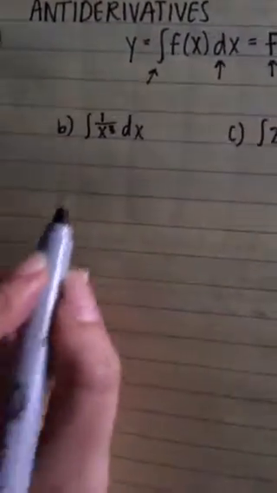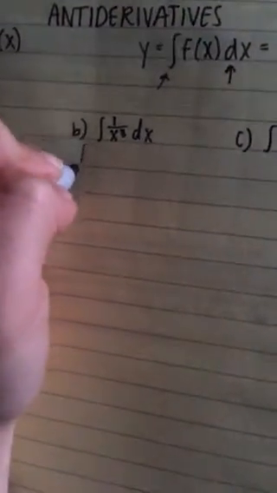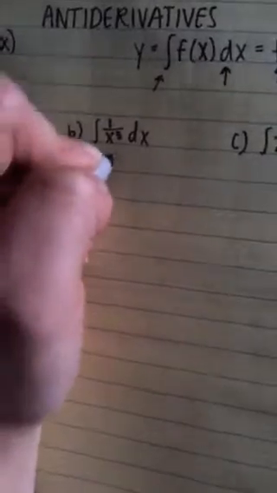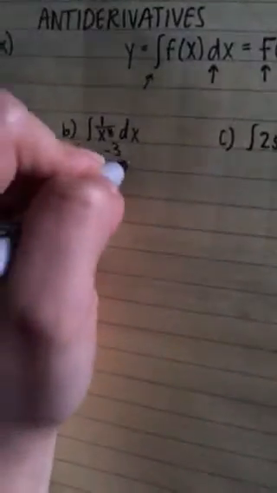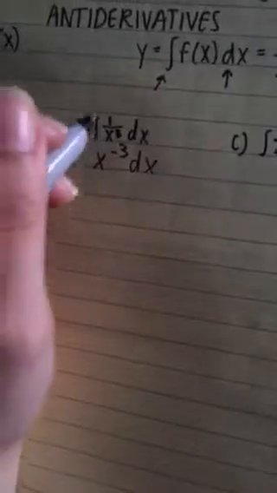And then here, we're going to rewrite this. Right now it's 1 over x cubed, which can be rewritten as x to the negative 3. Okay, so we're going to, dx. So this is another way to write antiderivative whenever you see this little S.